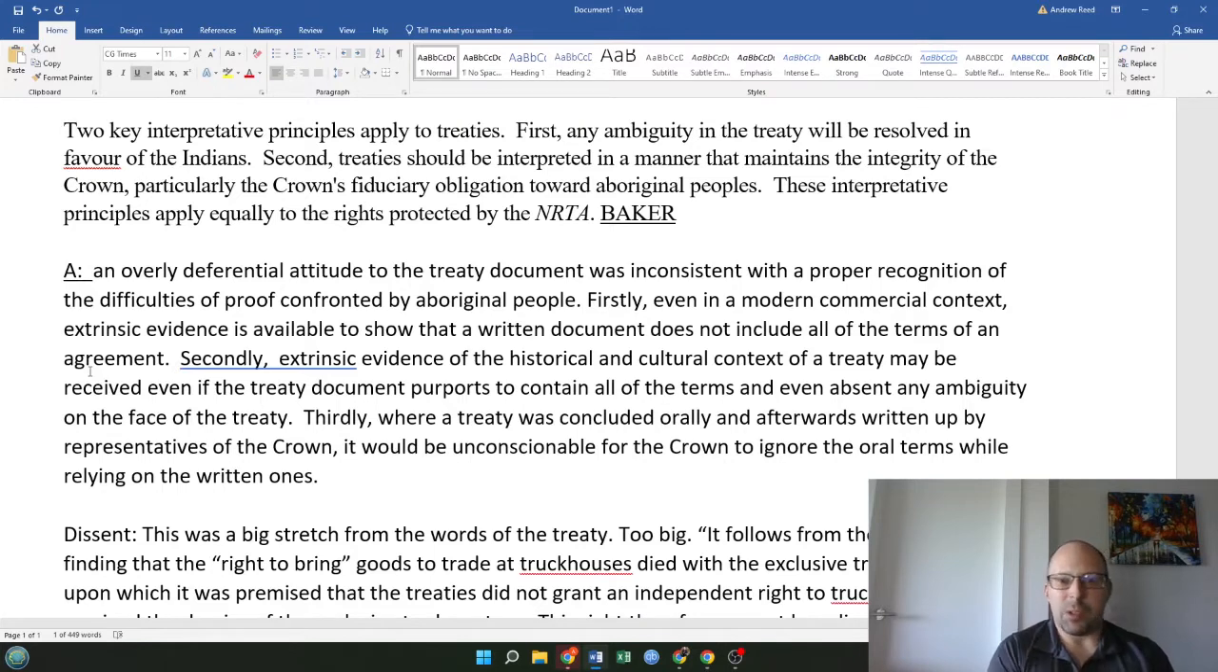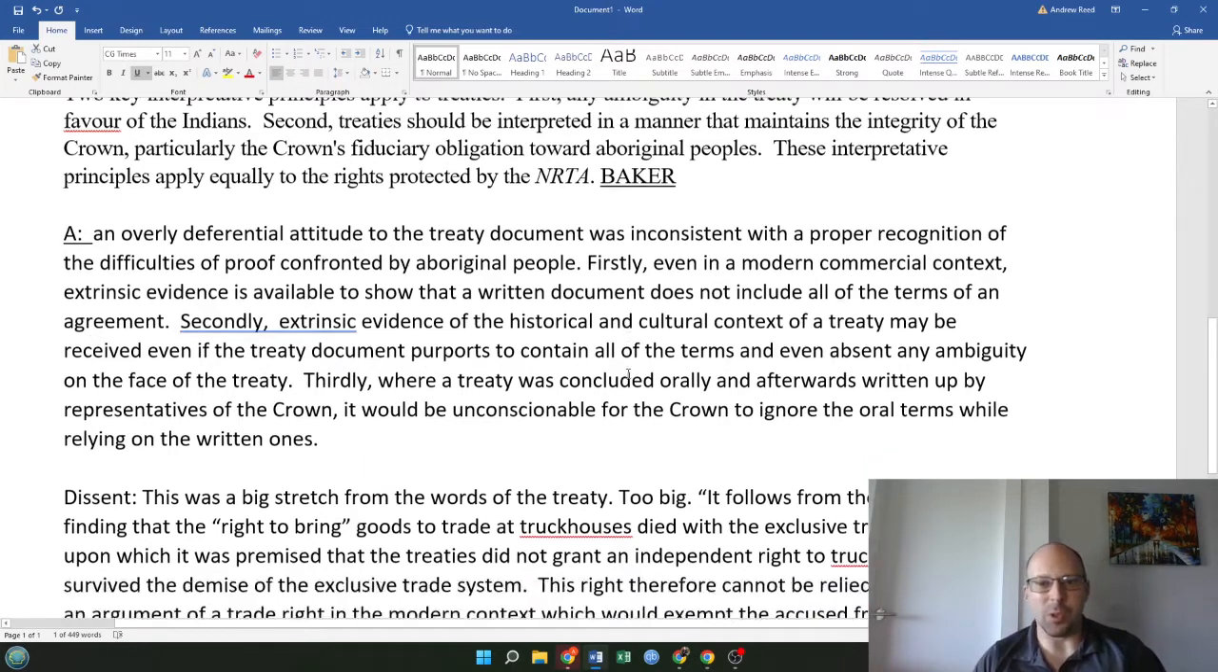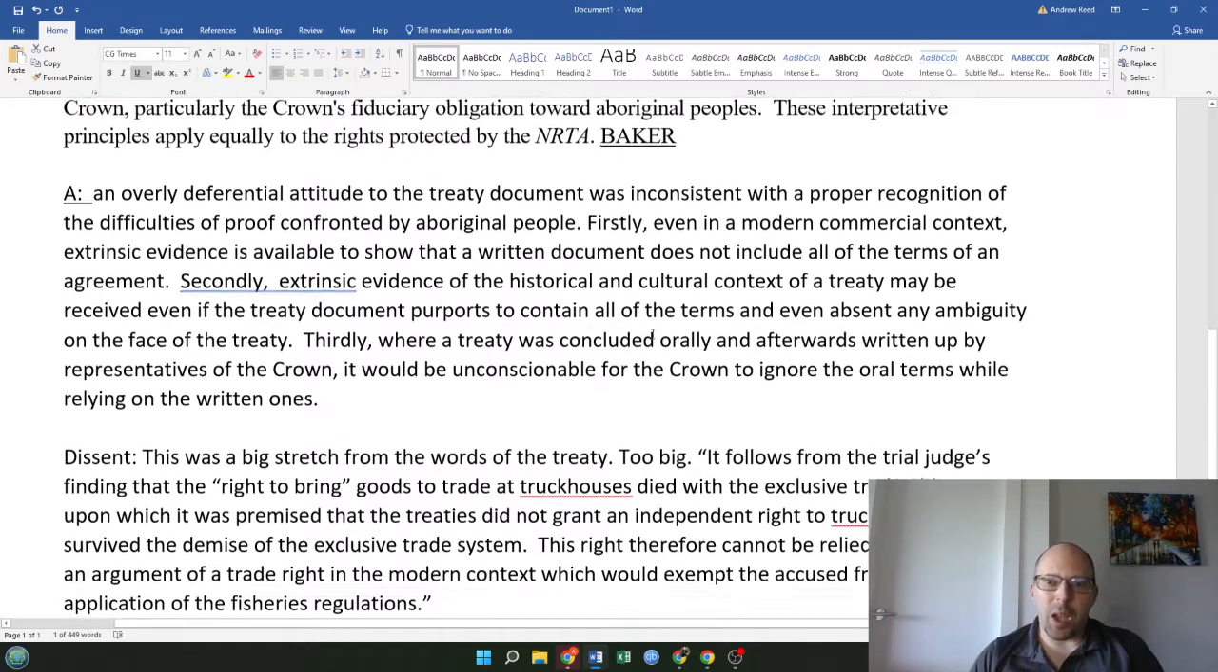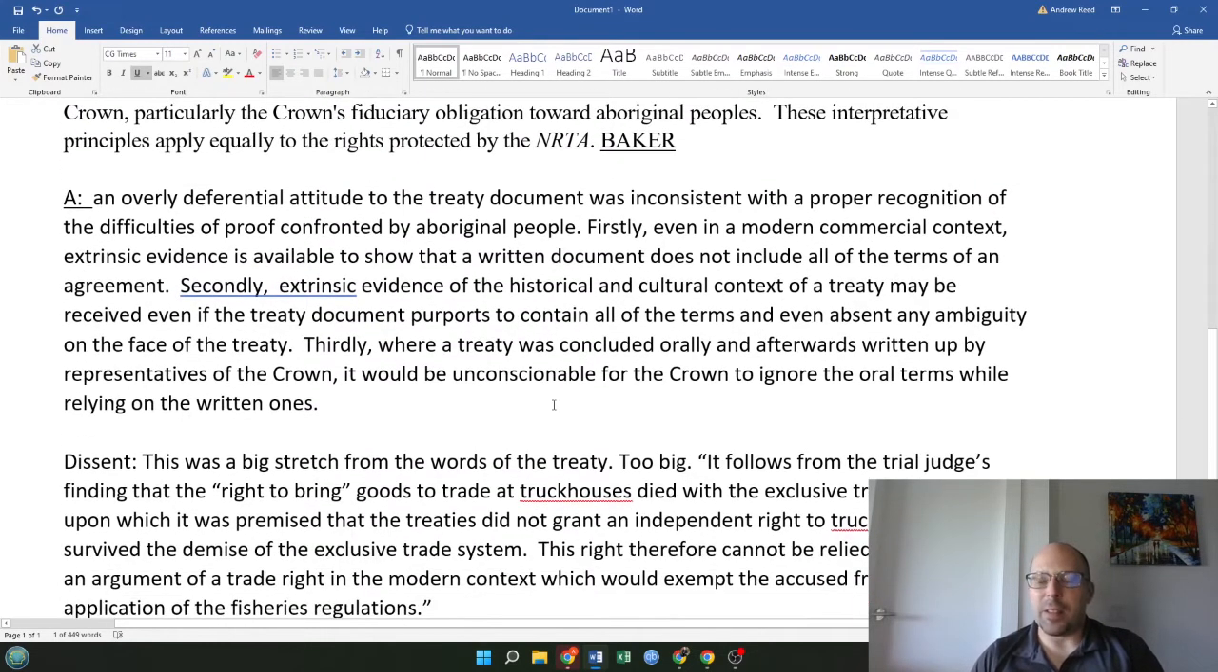Secondly, there may be historical and cultural context that needs to shine light on some of those terms and eliminate those ambiguities. And then thirdly, where a treaty was concluded orally and afterwards written up by representatives of the Crown, it would be unconscionable for the Crown to ignore those oral terms while relying on the written ones. So they're basically writing in that this was the right to trade.